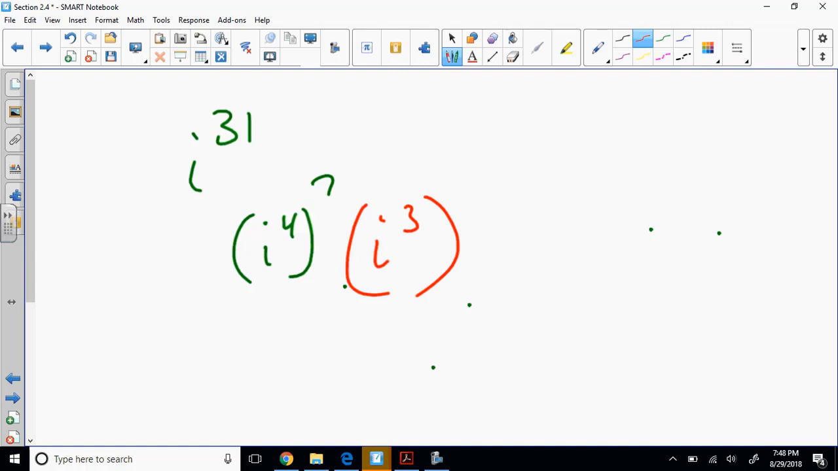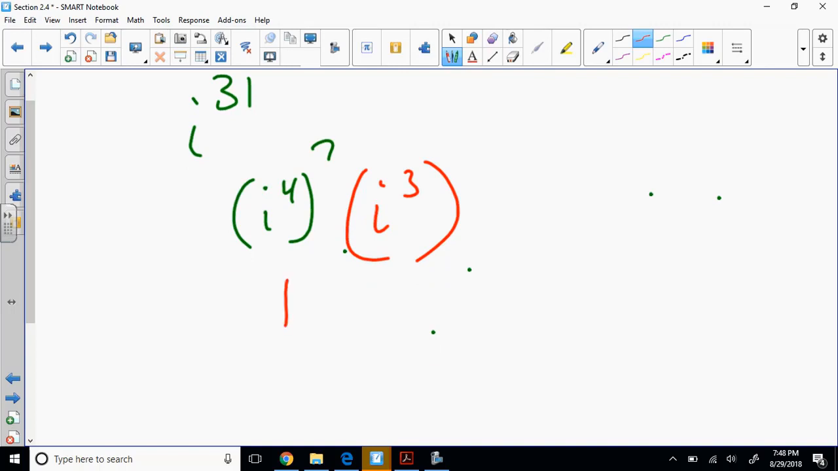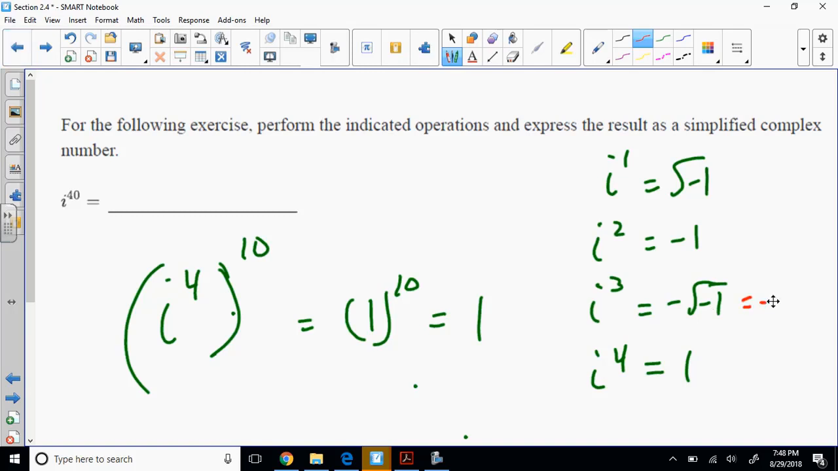Now, what is i to the fourth? 1. What is i to the third? Square root of -1, right? So that's going to give me, anybody? Negative square root of negative what? 1. Yes, okay, let me back up. This should be negative i, and that would just be what? i. Yeah, you're right.